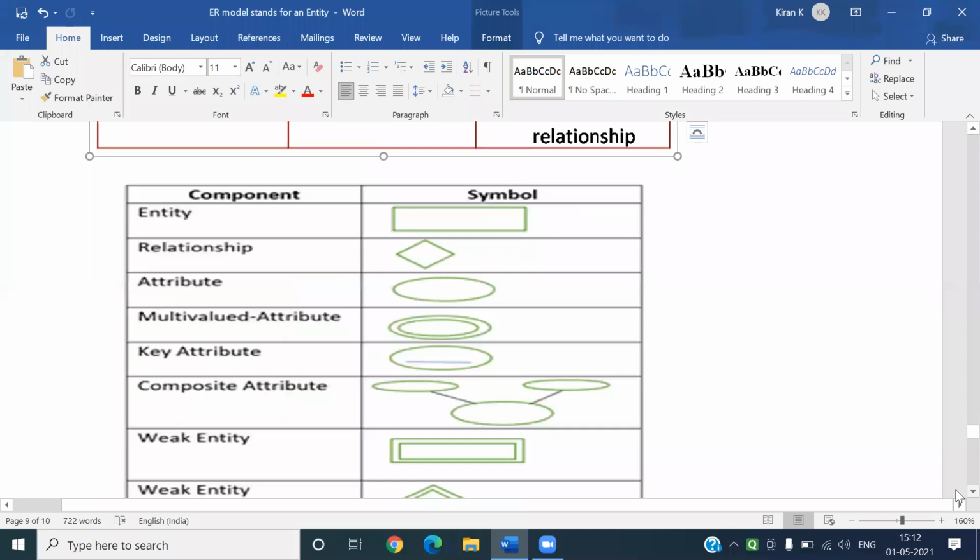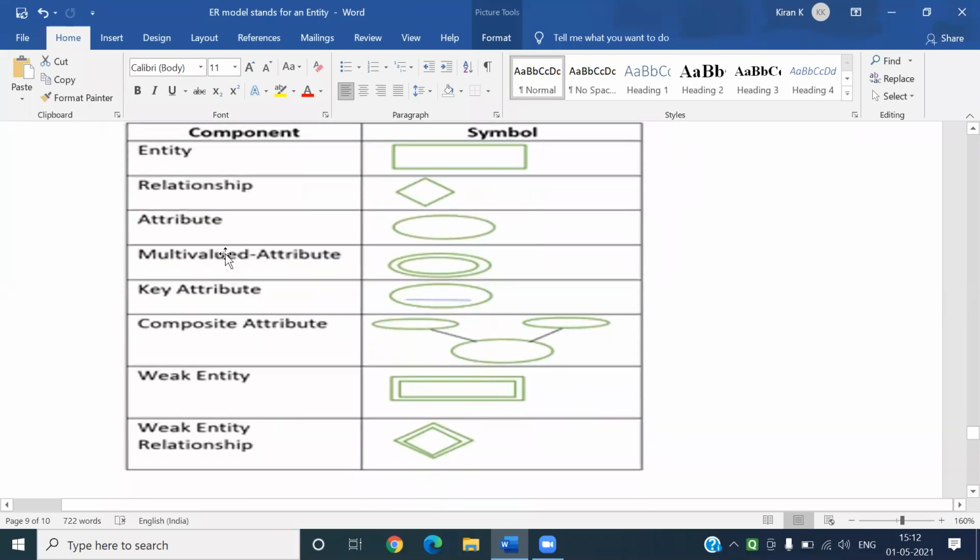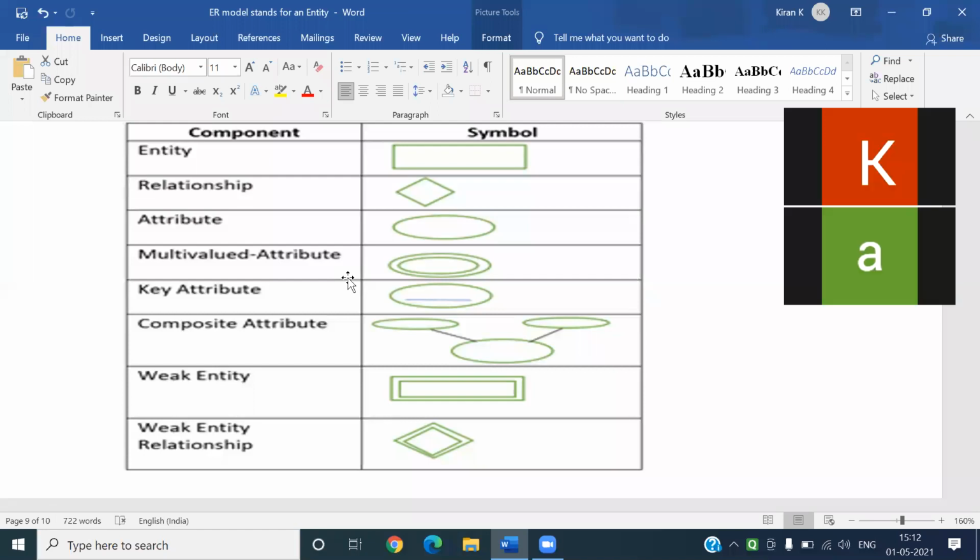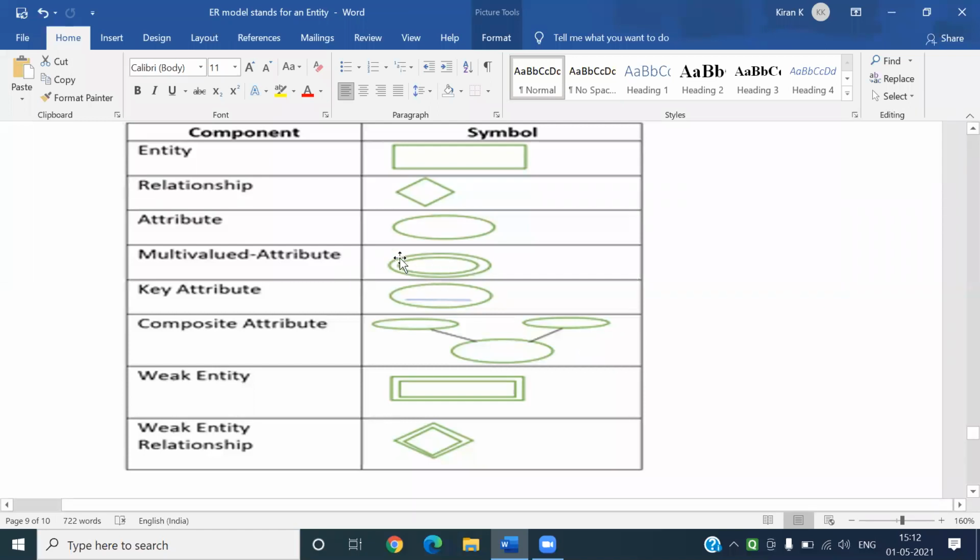You can also see multi-valued attributes. A multi-valued attribute is shown with a double oval shape. It may have many values, not a single value. For example, roll number can consist of only one number, my dear friends. That is single. Multi-valued is like phone number. If you take mobile numbers, it means many mobile numbers. One student may have two or three. One parent may have two or three mobile numbers. That is called a multi-valued attribute.